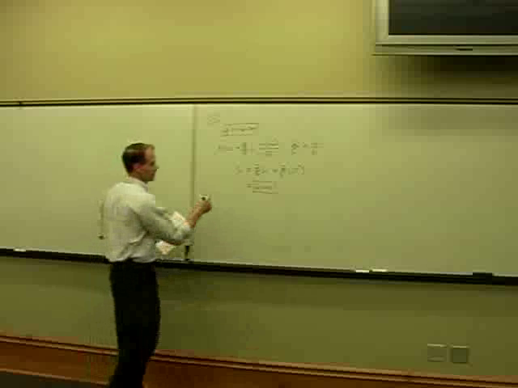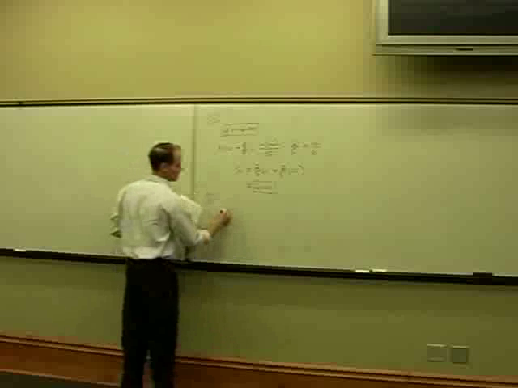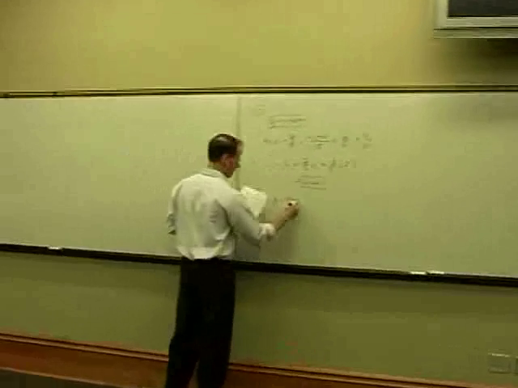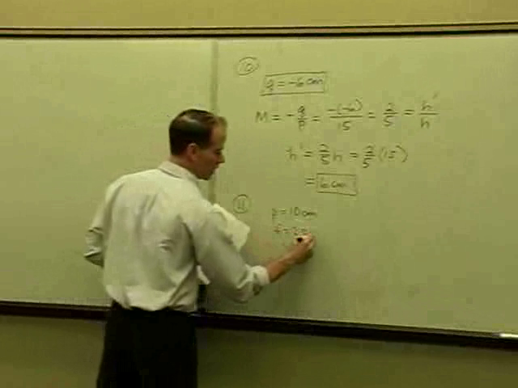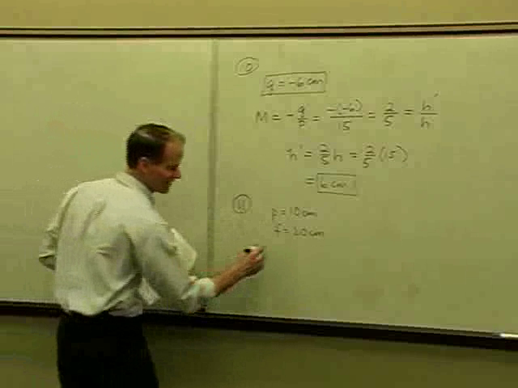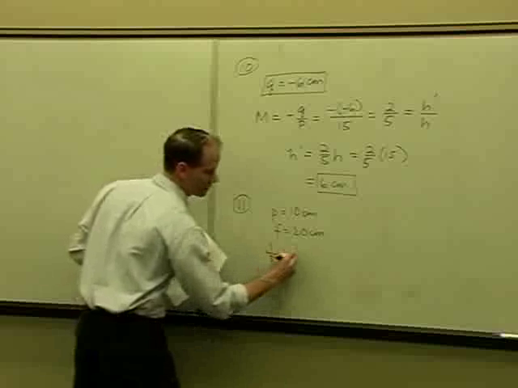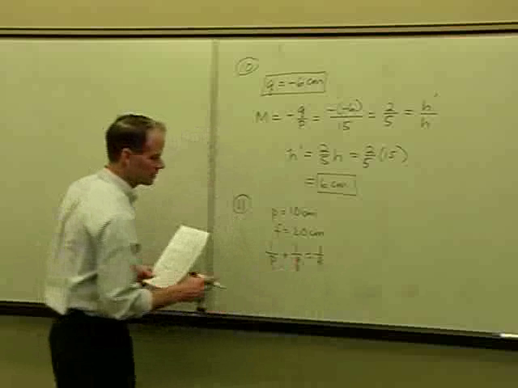Number 11. An object is placed 10 centimeters in front of a concave mirror with a 20 centimeter focal length. Determine the image location in centimeters. Number 11. Object distance is 10 centimeters, concave mirror with a 20 centimeter focal length. And we're going to use the mirror equation: 1 over object distance plus 1 over image distance equals 1 over focal length. We want to find the image distance.